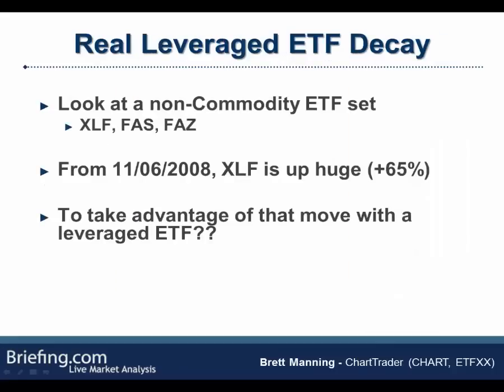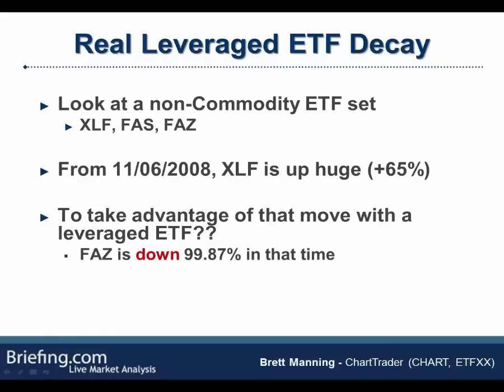Okay, so here is that real-world example I was talking about. Take a look at the XLF and FAS and FAZ. These are the financial sector ETFs, right? During the bull market from late '08, early 2009 to present, the financial sector is up huge along with most things. XLF is up like 65%. So here's the big question: how much would you be up if you chose correctly between the leveraged long and the leveraged short financial sector ETF?